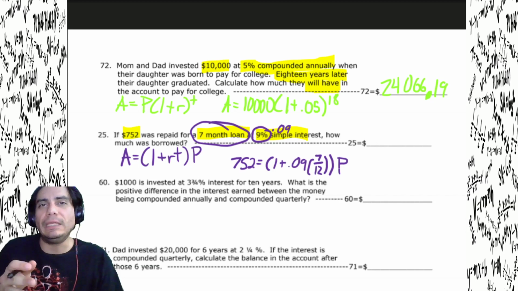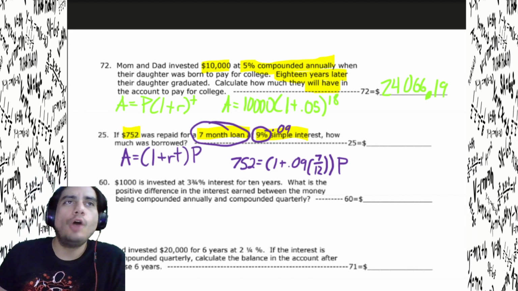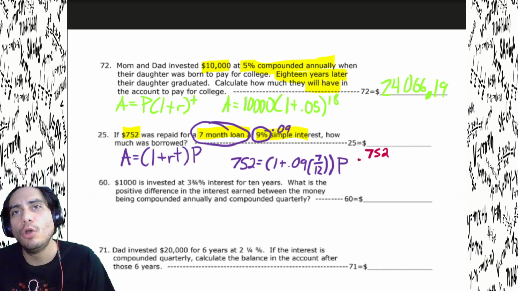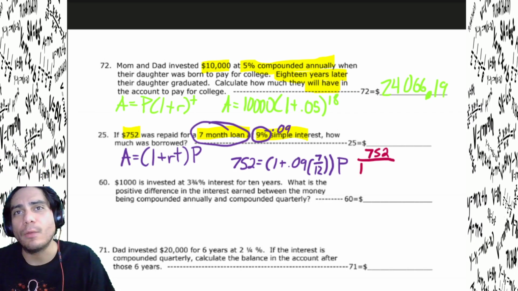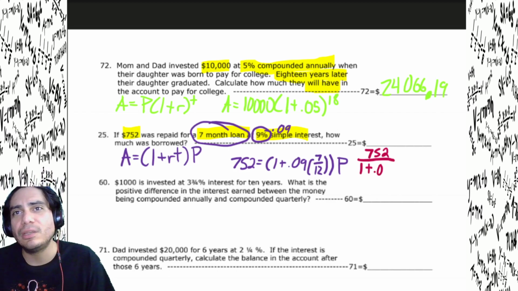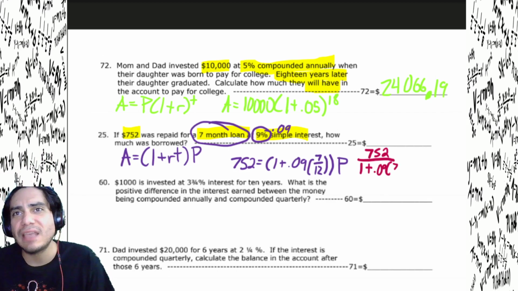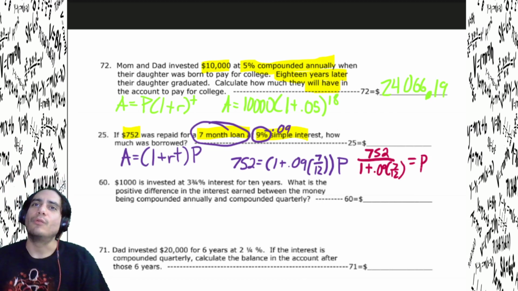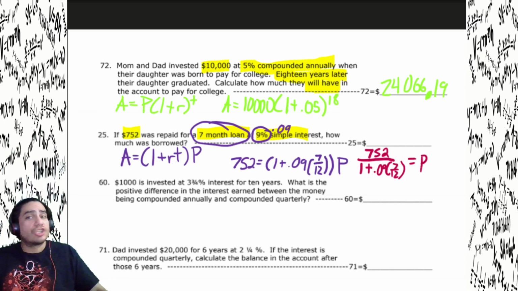So maybe for this problem, I hope you see we're going to work backwards here. We're going to get 752. We're going to divide it by 1 plus 0.09 times 7 over 12. And that's going to give us our original principal, how much we started this problem with.